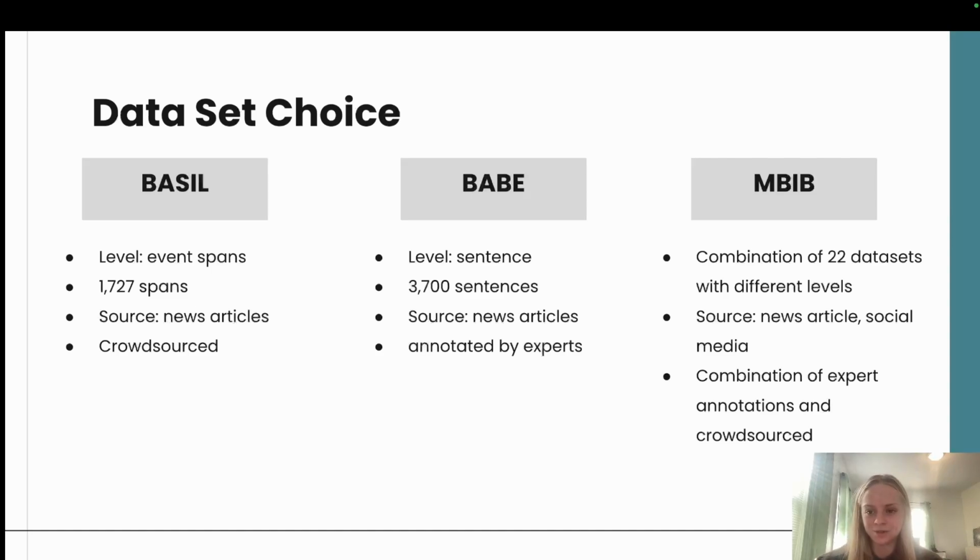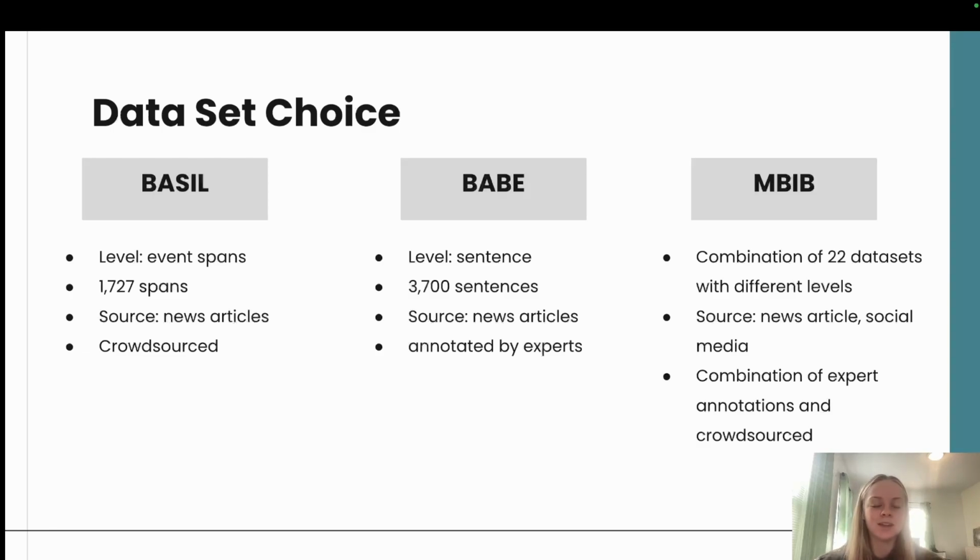However, that does come with some negatives. BASIL has almost 2,000 spans, BABE has about 3,700 sentences, and MBIB has quite a bit more since it is a combination including those two. The sources varied from news article level for both BASIL and BABE, and then MBIB also includes some social media along with those news articles.